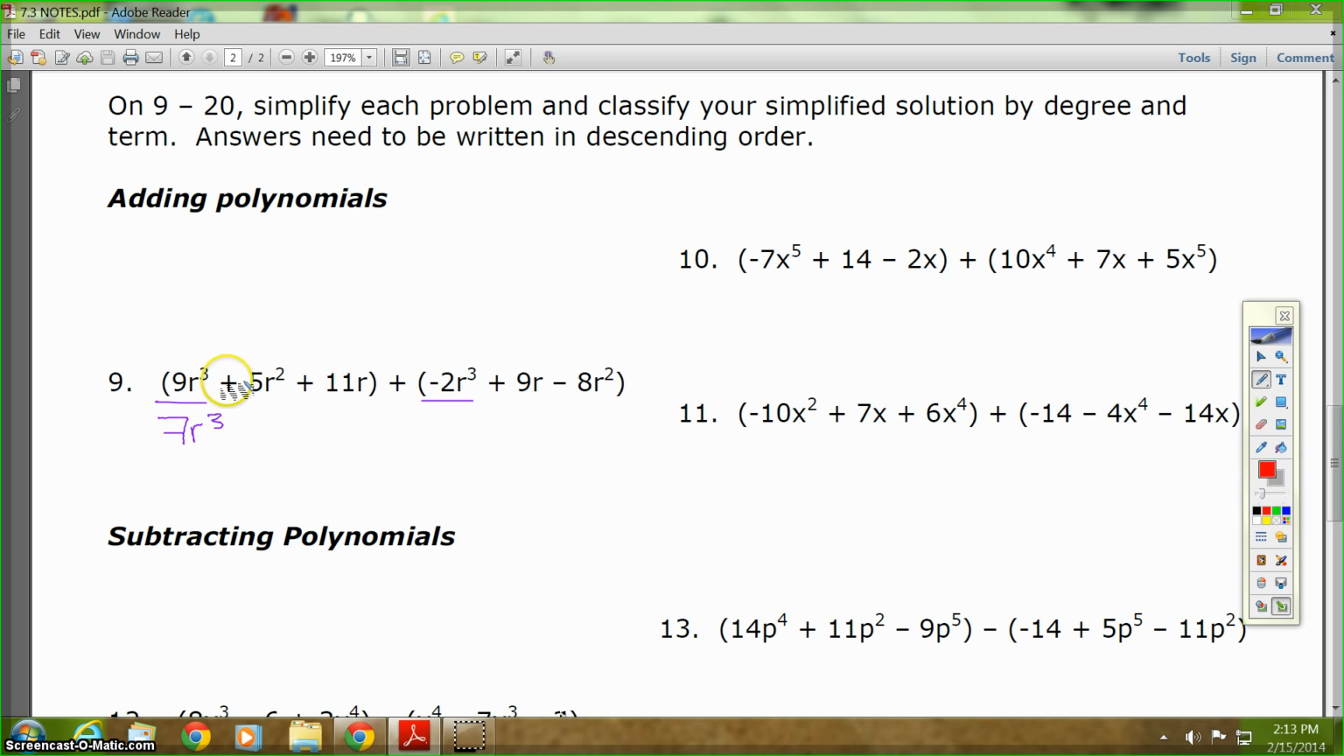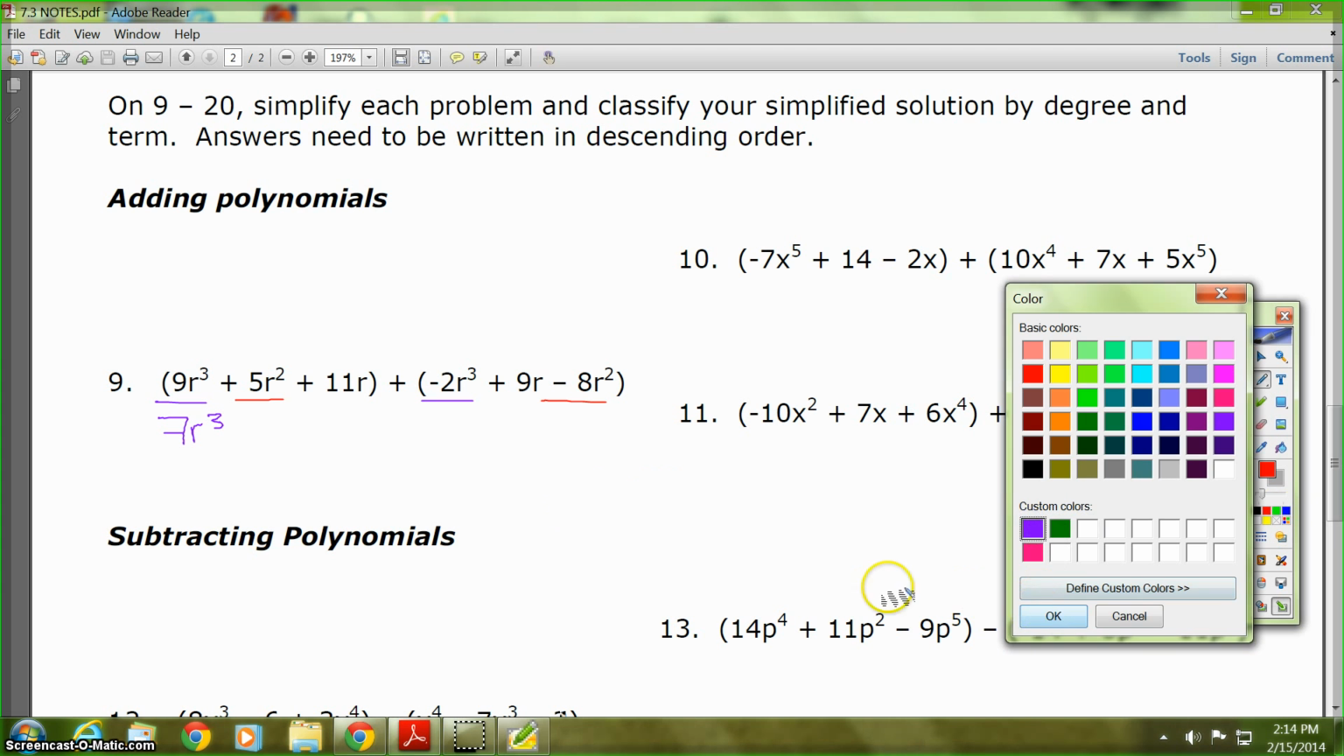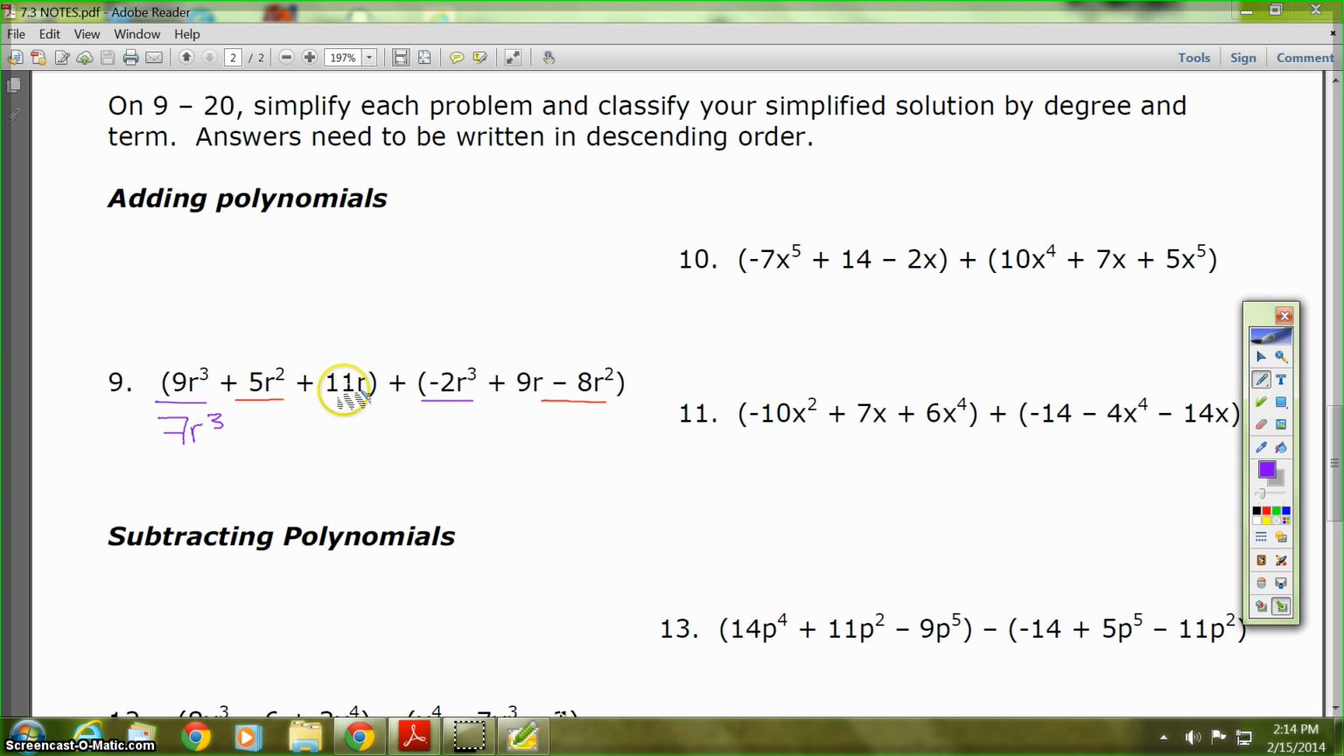Okay, then I want to look at an r squared and see if I have any other r squareds, and I do. I have a negative 8r squared. So I'm going to be combining those as well. And I get 5 minus 8, which gives me negative 3r squared.